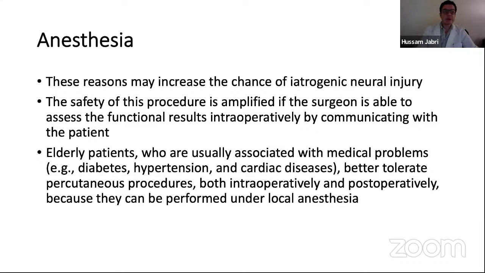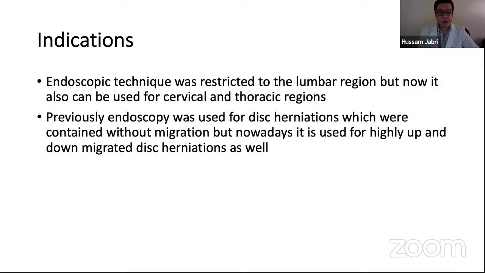Another reason for local anesthesia is elderly patients, who usually have medical conditions like diabetes, hypertension, and cardiac diseases. They can better tolerate percutaneous procedures both intraoperatively and postoperatively because this type of procedure can be performed under local anesthesia.